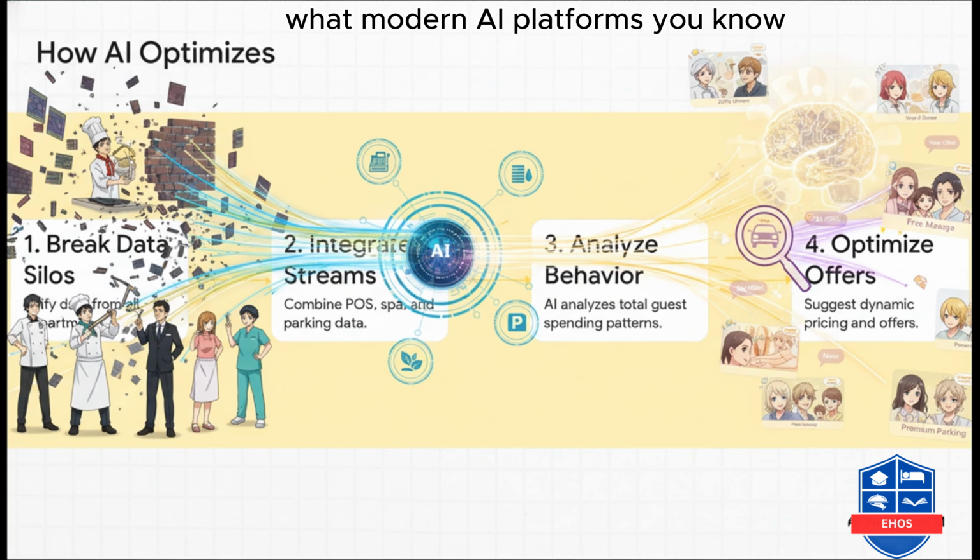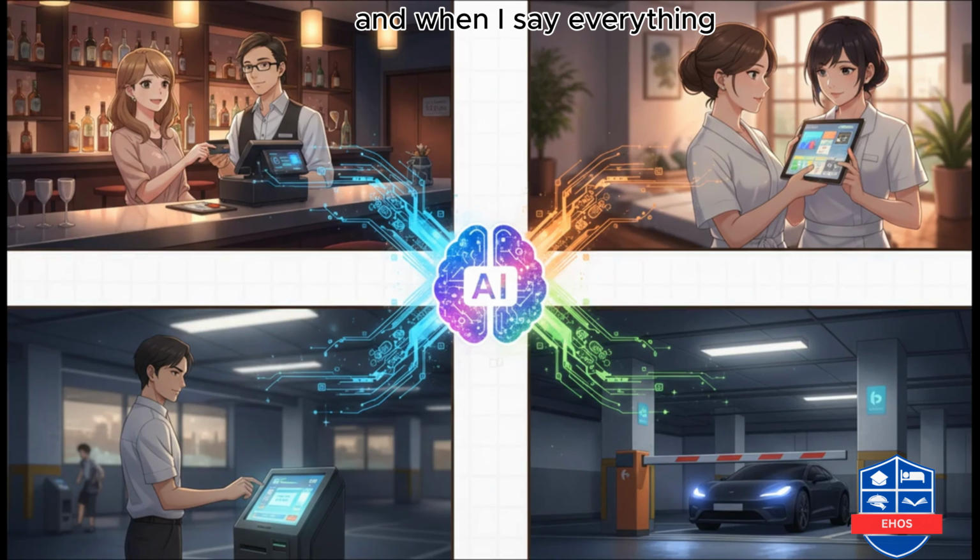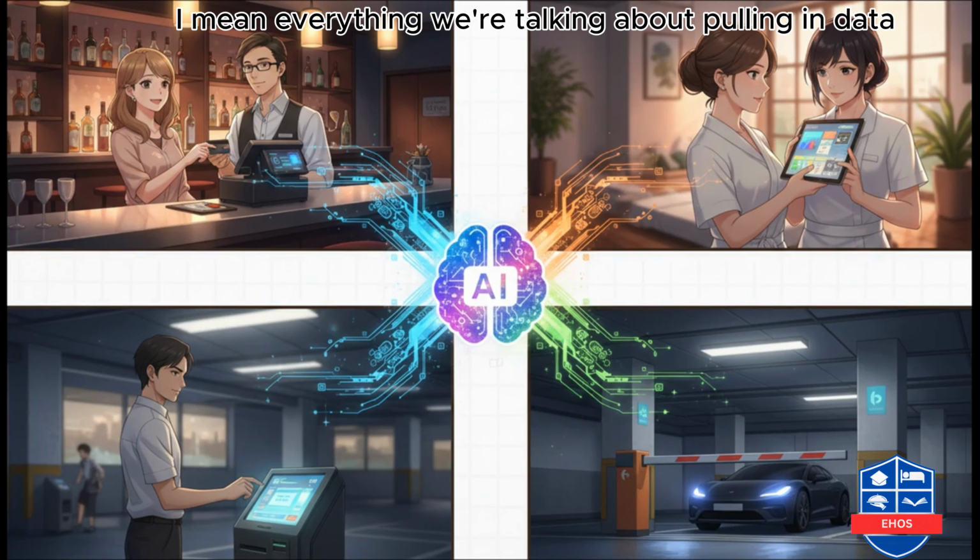What modern AI platforms, like RevenueMix or Hotelistat, do is they smash those silos. They integrate all of those data streams into one single unified view. And once you have that, the AI can analyze total guest behavior and start optimizing everything in real time. And when I say everything, I mean everything.